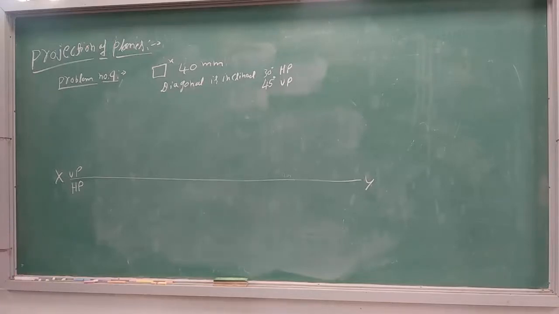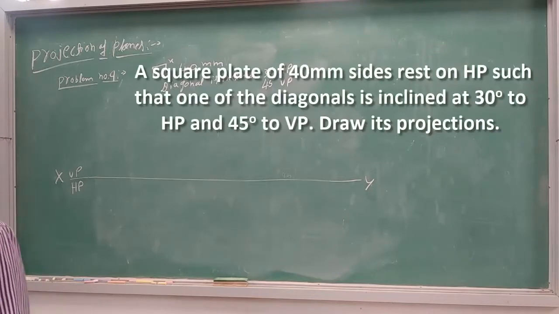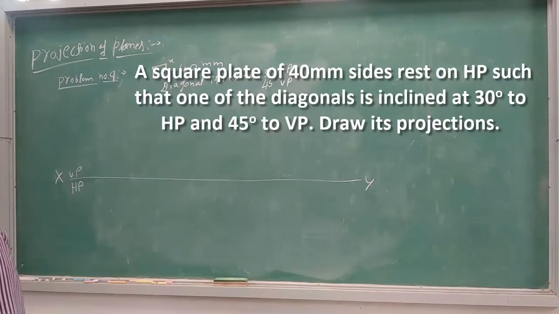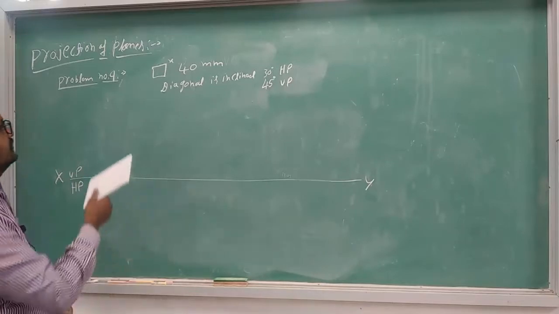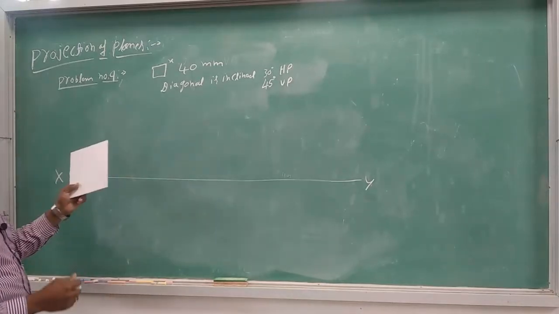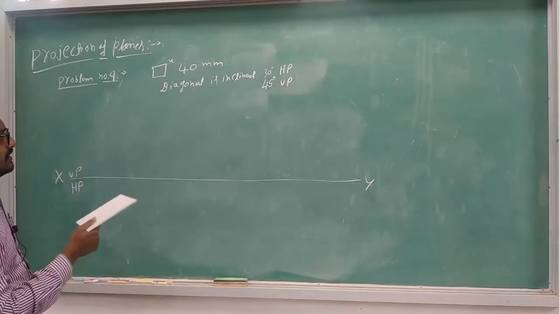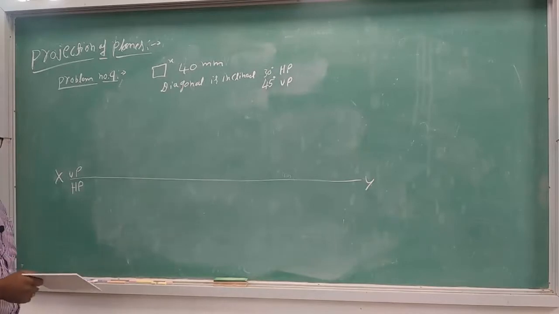The question is given like this: a square plate of 40 mm sides rests on HP such that one of its diagonals is inclined at 30 degrees to HP and 45 degrees to VP. Draw its projection. The question is very simple. It is a square lamina, 40 mm sides, resting on HP, and the diagonal is inclined to HP at 30 degrees and to VP at 45 degrees.